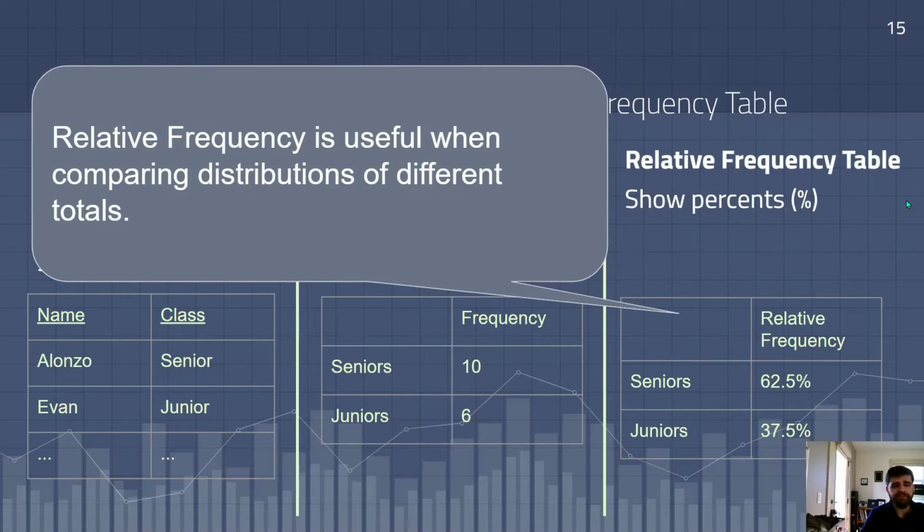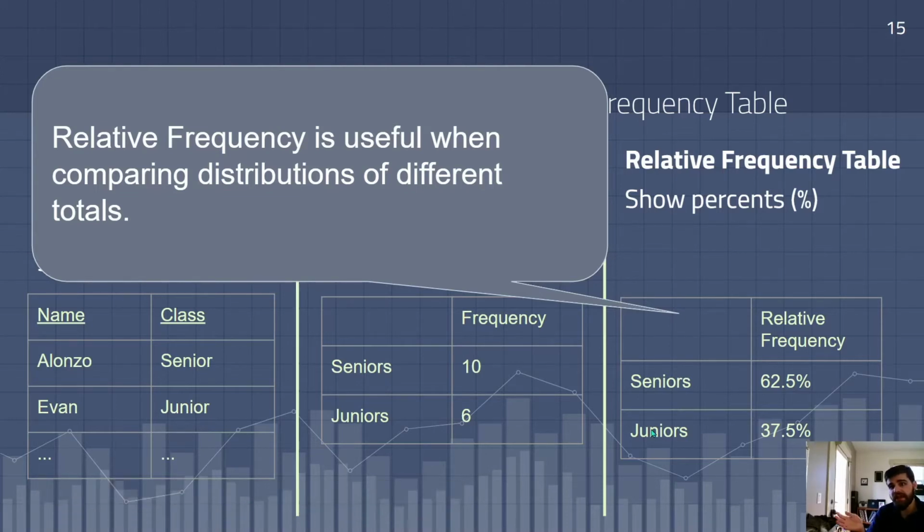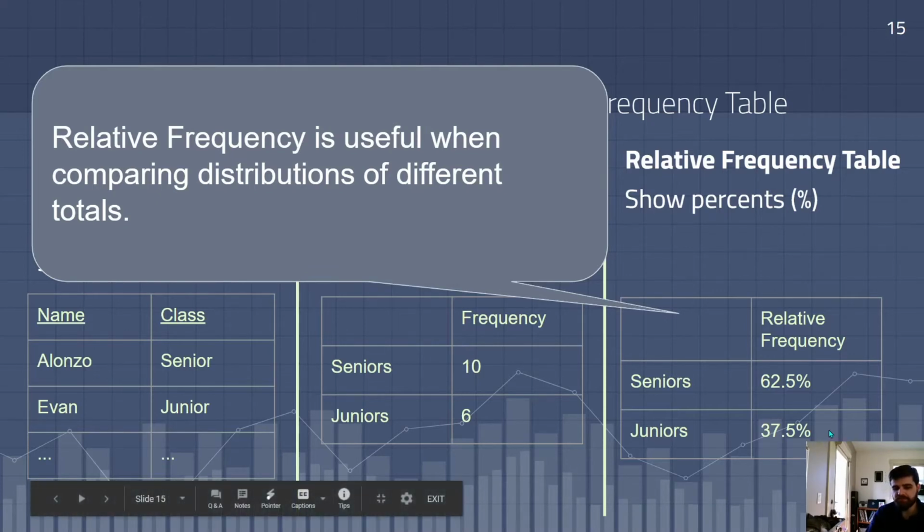Relative frequency is really, really useful when we want to compare distributions of different sizes. So if I wanted to compare the amount of juniors I have in this class compared to the amount of juniors I have in my algebra class, which has 35 students, comparing raw numbers wouldn't be a really fair way to do it. It makes more sense to compare percentages.